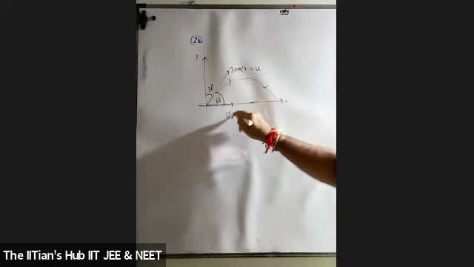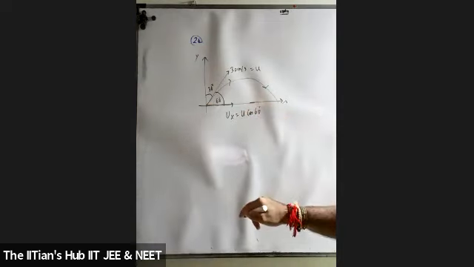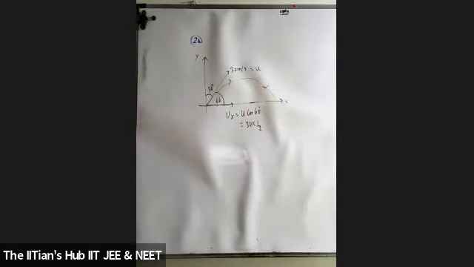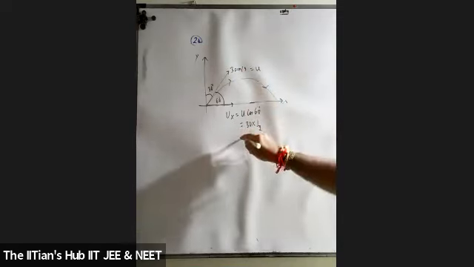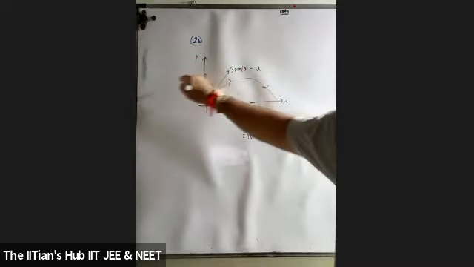What is the horizontal velocity along the x-axis? It will be u cos 60, students. Agreed? Notice u cos 60 will be 30 into cos 60, which is half. So what exactly is the velocity along the x-axis? 15 meters per second. What exactly is the velocity along the y-axis, students?